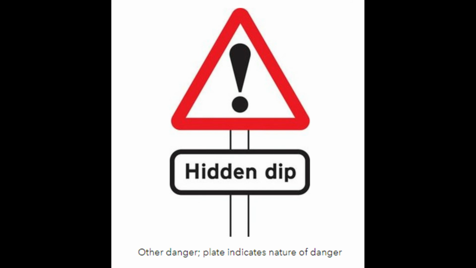So this sign means there's a possibility of danger ahead. There are many possibilities here of danger ahead. So it's a hidden dip. With a hidden dip, you don't know what's coming towards you or what's coming next. So you have to be wary of a dip ahead of you. No overtaking is allowed on a hidden dip. So you must not overtake.